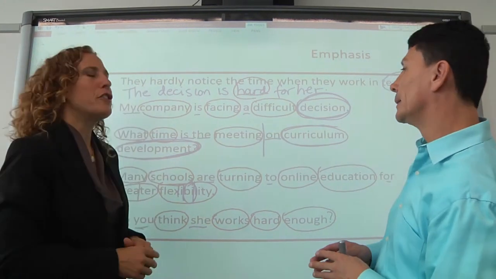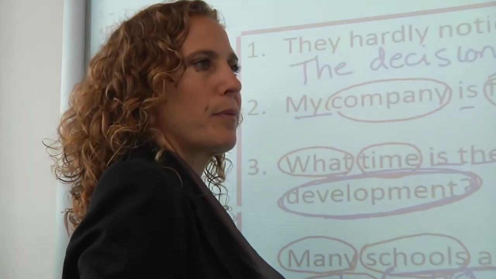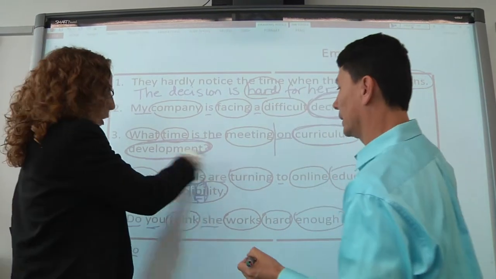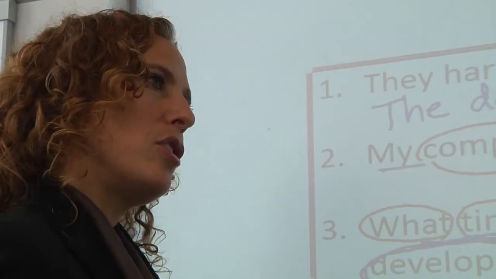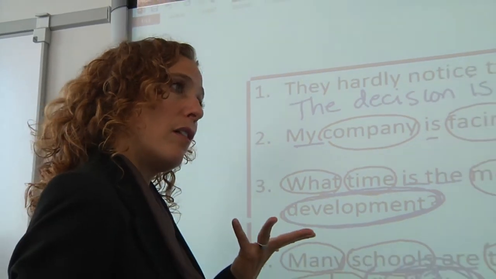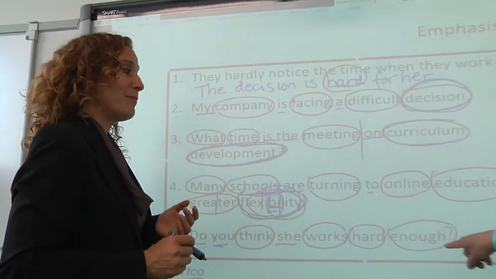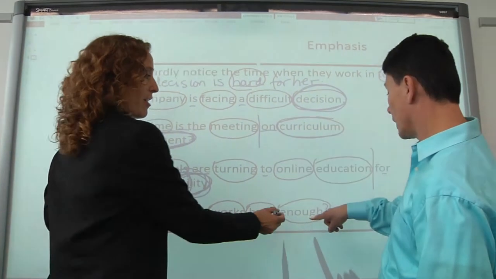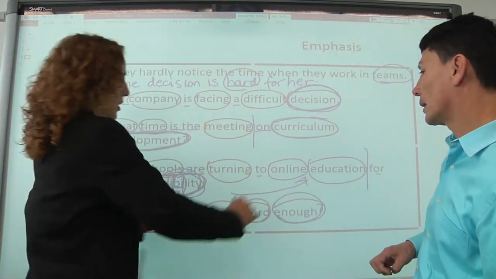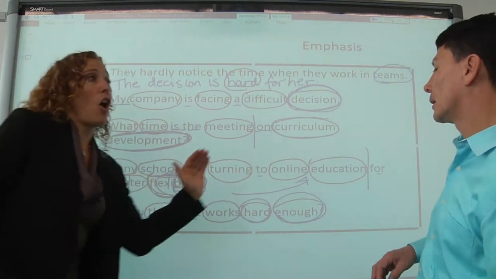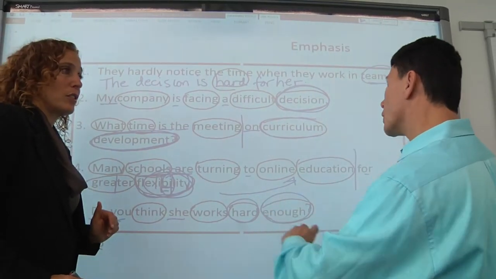And number four, where is your focus word? My focus word has to be in flexibility. Okay, good. So it's that whole word you can circle. You got it. And how about number five? Do you think she works hard enough? That's good. So my focus word has to be enough. Right. And in this case, the intonation is going to rise altogether. Do you think she works hard enough?